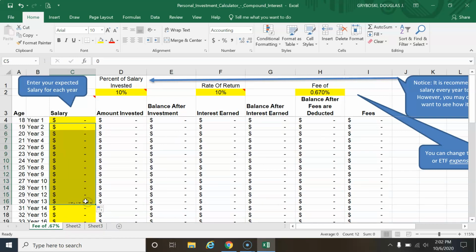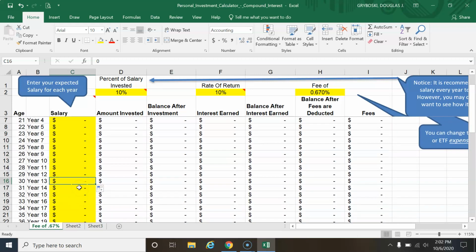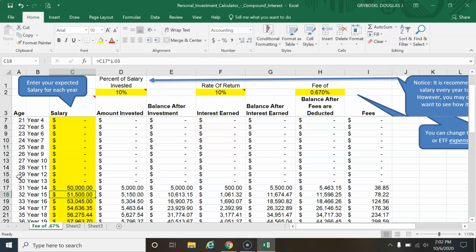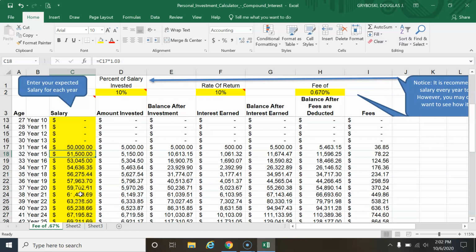That's when they actually started putting money away. Oops, and then it went away because I forgot. So let's go like this. I forgot those are all formula driven. So let's say I'm making $50,000 by the time I'm 30. So I'll type in 50, and now we've got that getting a raise.